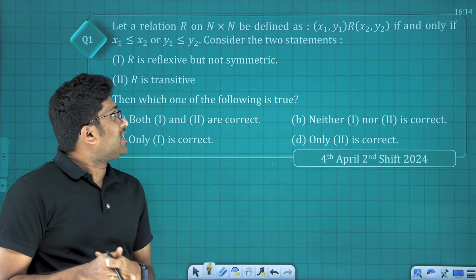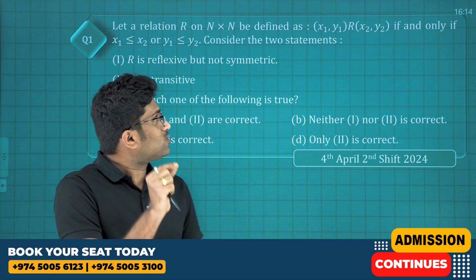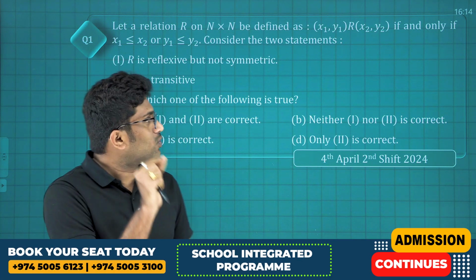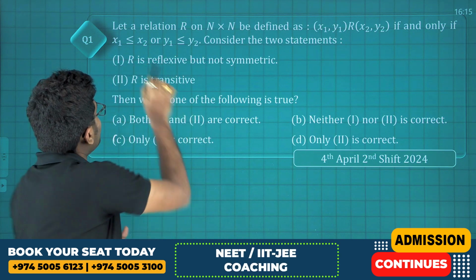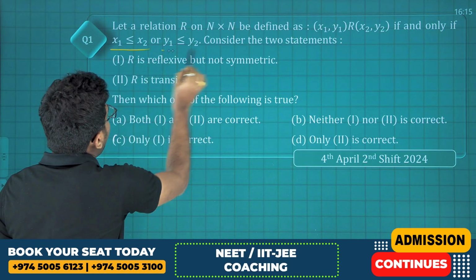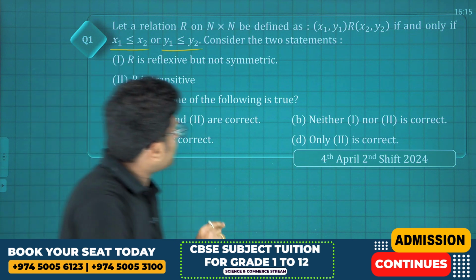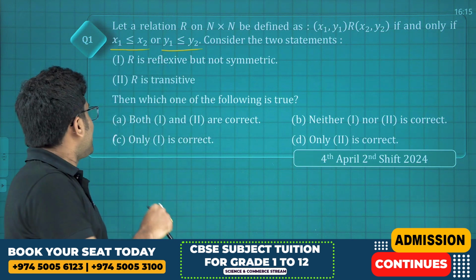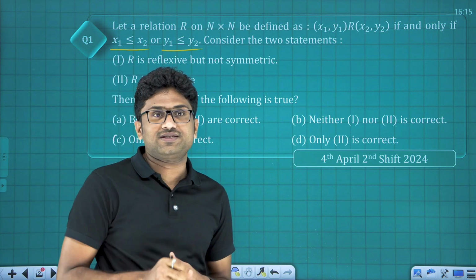Let a relation R defined on the set of natural numbers be defined as (x1, y1) is related to the ordered pair (x2, y2) if and only if x1 is less than or equal to x2 or y1 is less than or equal to y2. Consider the two statements. Statement 1: R is reflexive but not symmetric. Statement 2: R is transitive.